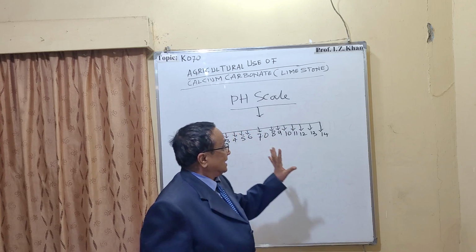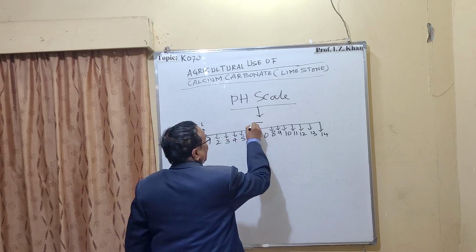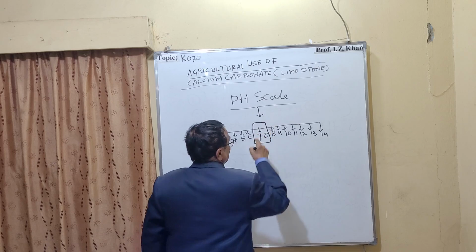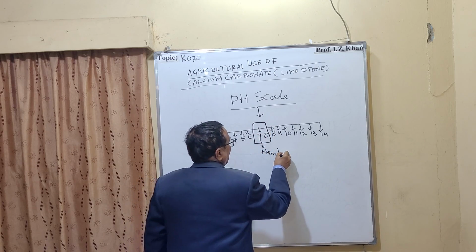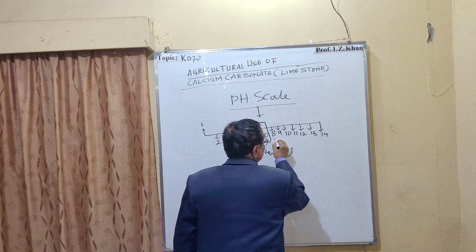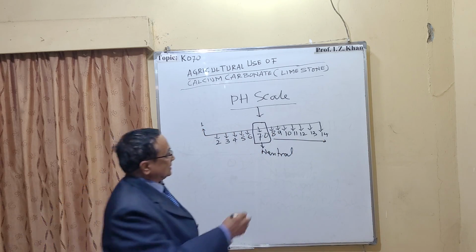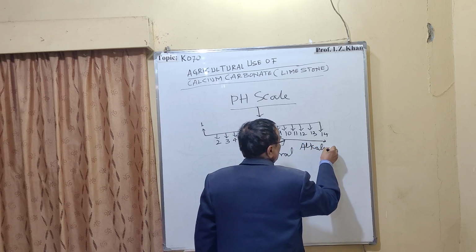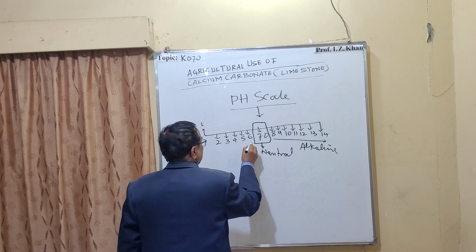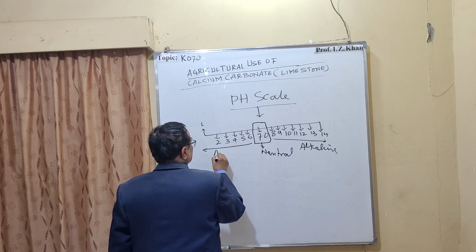So the pH scale is like this. Once we are saying the pH of any soil is 7, 7 means it is neutral. If the pH is increasing from 8 to 14, then it is alkaline. And if the pH is decreasing from 7 to 1, then it is acidic.